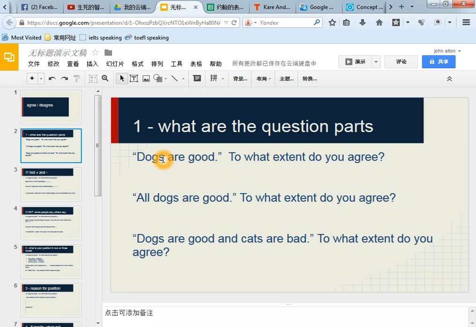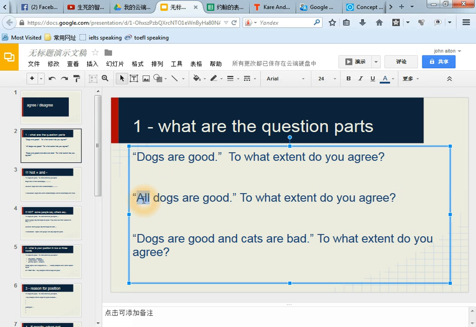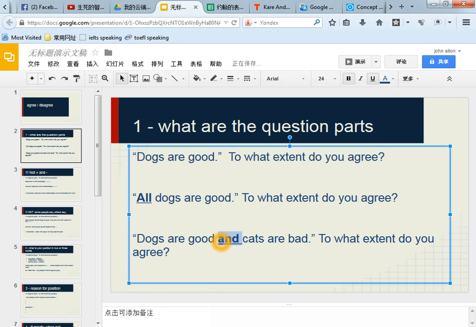So here we have dogs are good, but here it is a very different one. Here we have all dogs are good. So one key word here is all. Dogs are good, yes, I agree. All dogs are good. All dogs? No. If we look at the next one, dogs are good and, very important word, and cats are bad. To what extent do you agree? So look at the parts of the question and make sure you underline or highlight significant aspects.